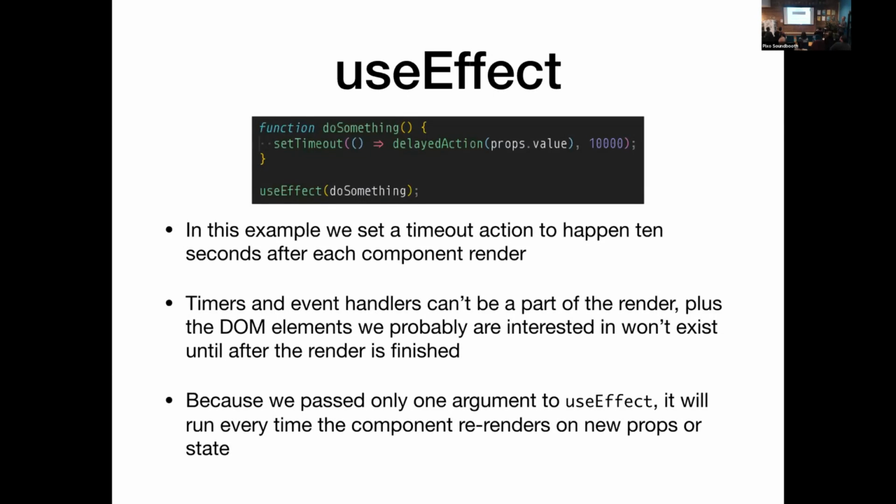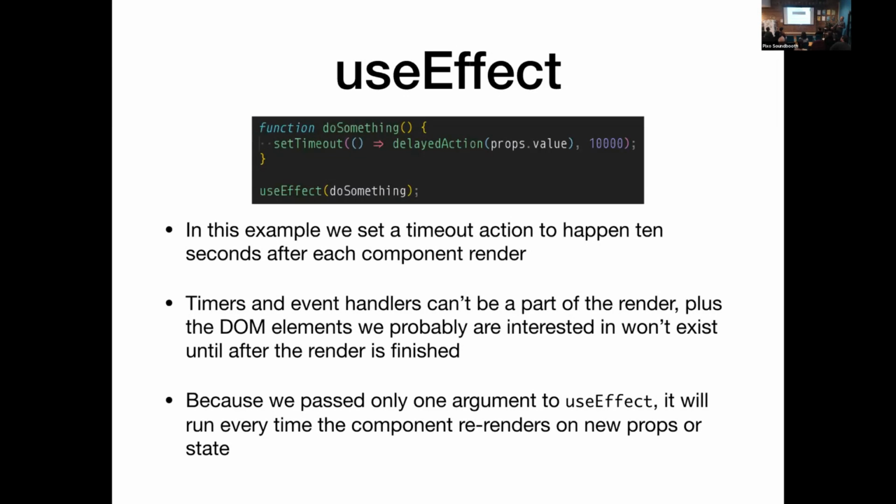And then we call useEffect(doSomething). So that means that, maybe this is like, you have 10 seconds to answer this question, right? So the page loads, there's a button on it to submit your question. And 10 seconds later, we're going to set the disabled property of that to turn it off. So that's great, because you can't have timers and event handlers as a part of the render. So since we only pass one argument to useEffect, that's going to run every single time the component re-renders, which may or may not be what we want.